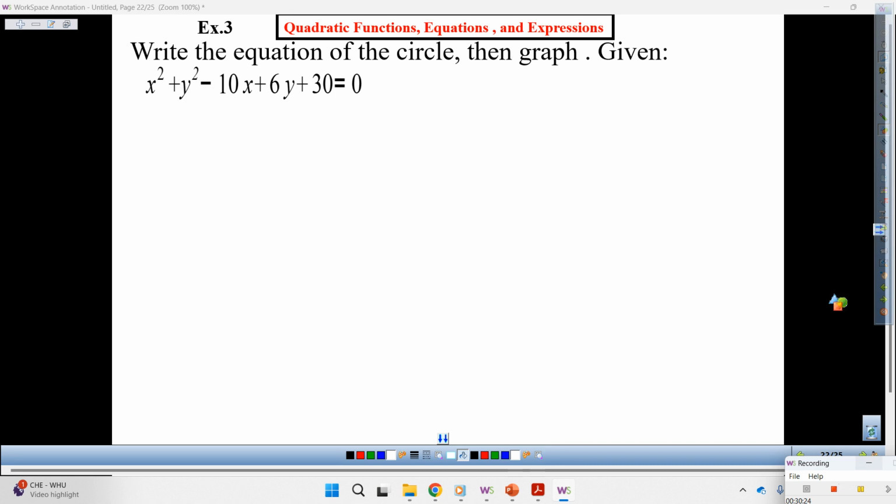And you might need a brand new paper. Start a brand new paper, please. Example 3. And it reads, write the equation of the circle, then graph the given. Given x squared plus y squared minus 10x plus 6y plus 30 equals 0.